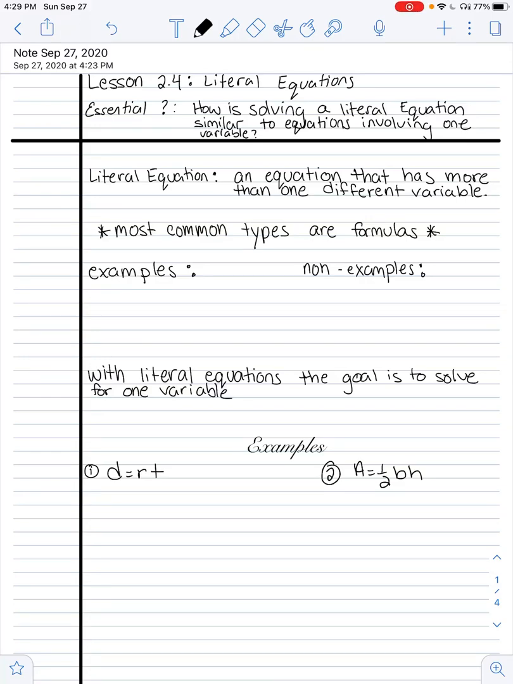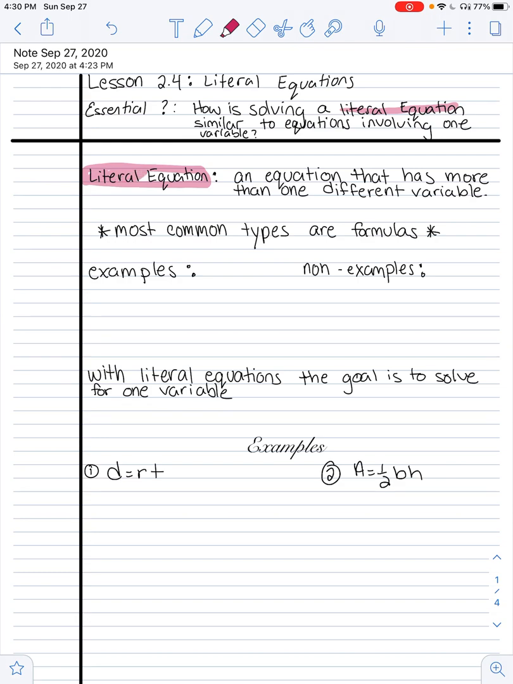Hey everyone, let's go ahead and title these notes Lesson 2.4 Literal Equations and set them up in your Falcon Notes formation, with a line drawn vertically all the way down your paper and horizontally across the top of your paper. So we'll start off with our essential question: how is solving a literal equation similar to equations involving one variable? So here's a new term for us, literal equation.